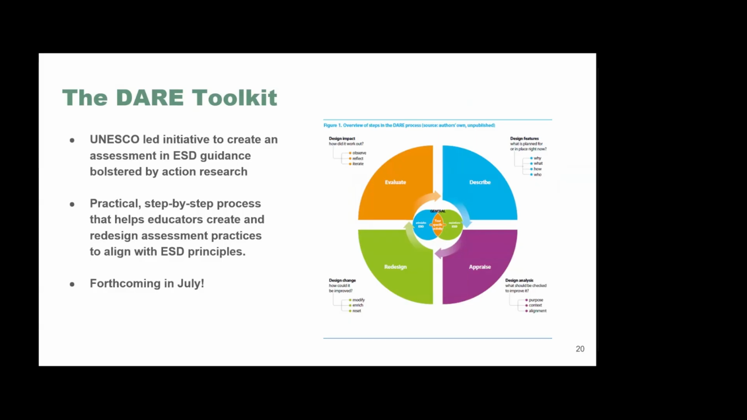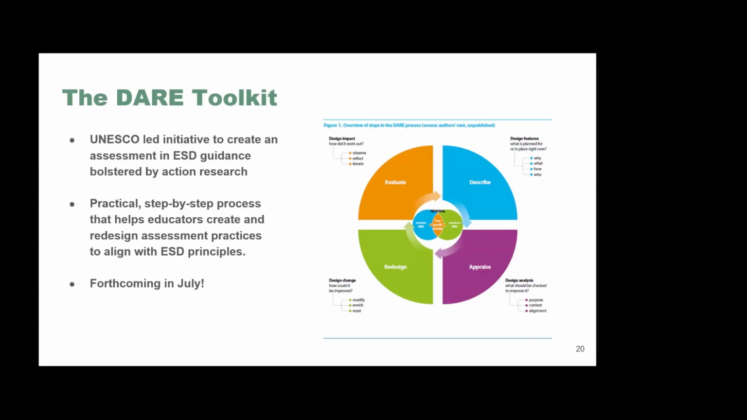So we have this step-by-step process, which has 4 stages that you go through and hopefully are able to move your assessment more towards being in alignment with ESD. And that will be coming out in July, officially published from UNESCO. So we're really excited. Hopefully we'll be following up with you on that as well.